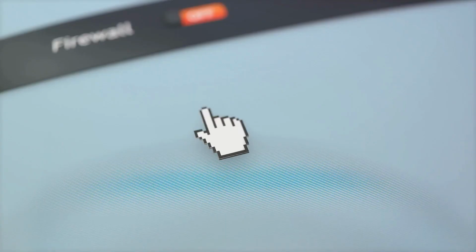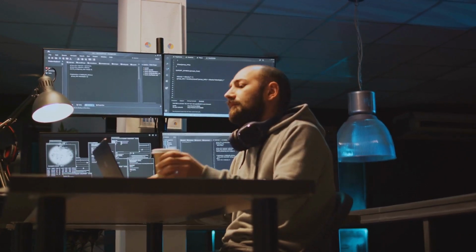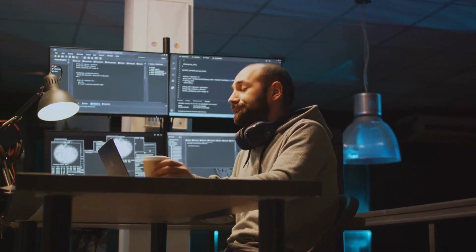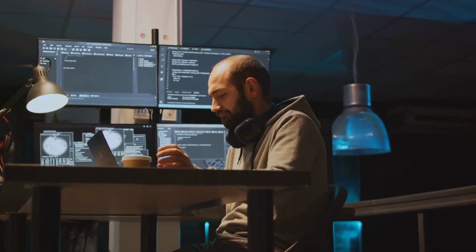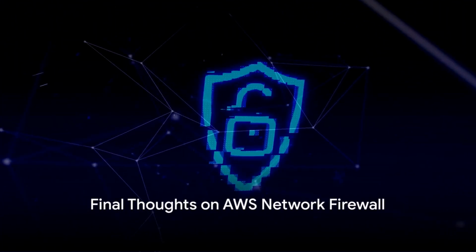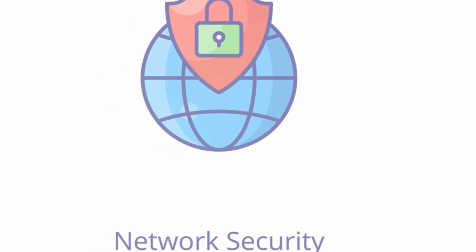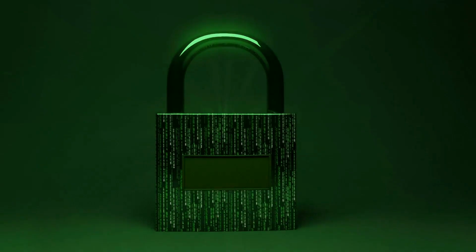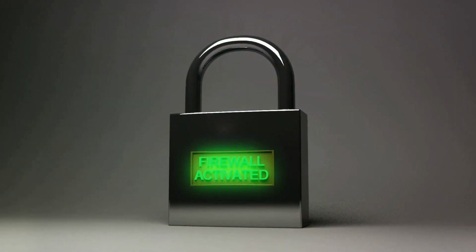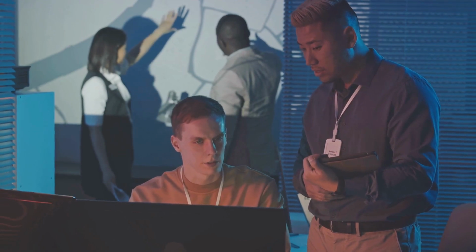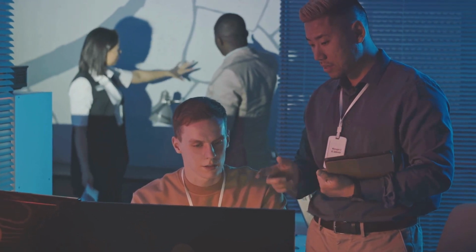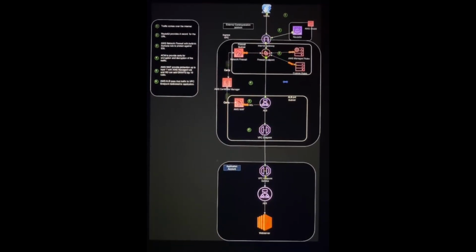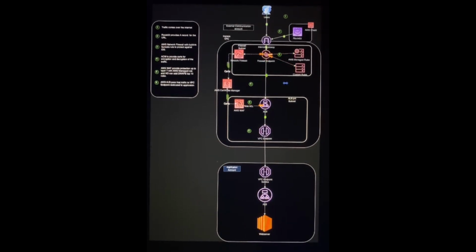So, to summarize, using AWS Network Firewall for ingress and egress traffic involves creating a firewall policy, setting up stateless and stateful rule groups, and configuring firewall endpoints. Remember, network security is all about vigilance and adaptability. With AWS Network Firewall, you have a tool that's not only robust, but also flexible, capable of adjusting to the ever-changing landscape of network threats. It's time to take a proactive approach to network security, and AWS Network Firewall is a powerful ally in that quest.